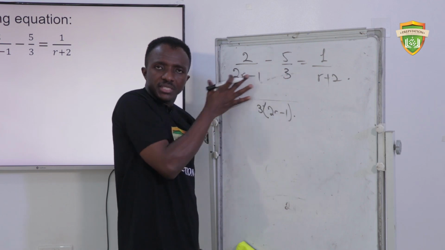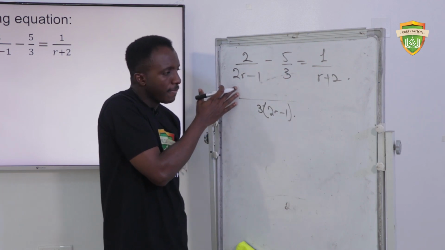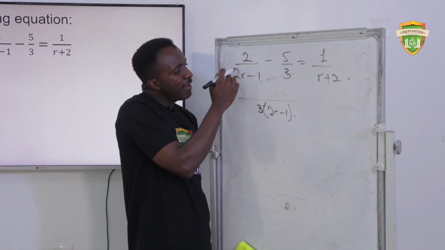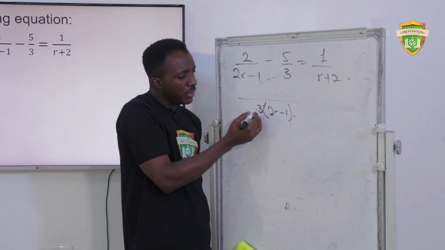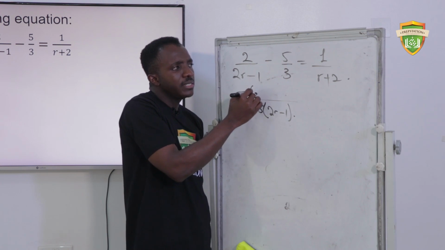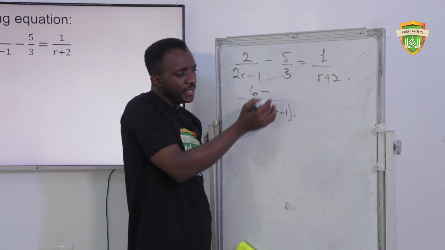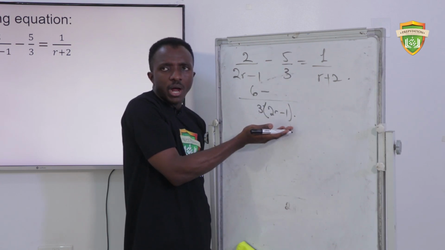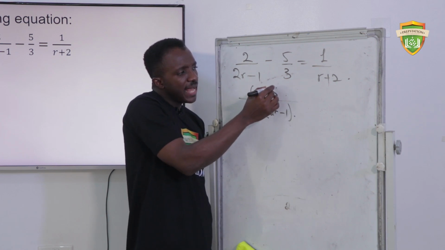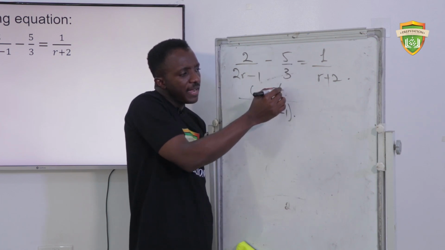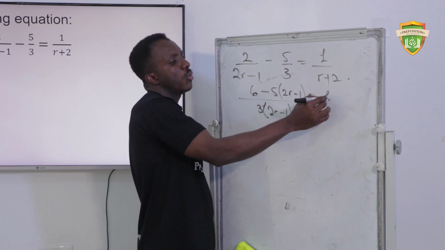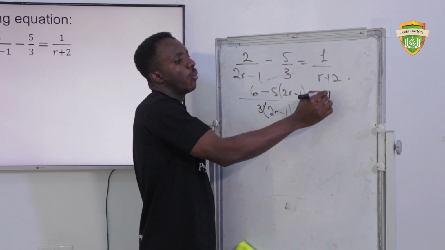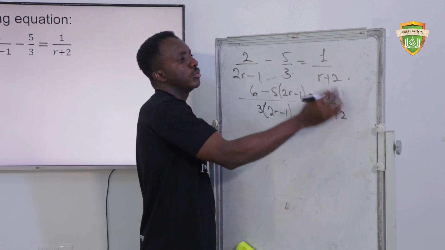Now we're dealing with the left-hand side of the equation. So if we do that, how many of these can you find here? This will cancel out. We're left with 3. 3 times 2 is 6. Minus 3 will cancel 3. We're left with 2r minus 1. So that comes to multiply 5. We have 2r minus 1 equals 1 over r plus 2.